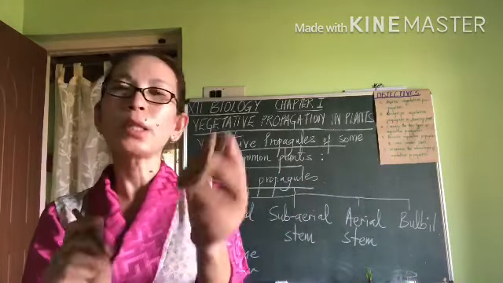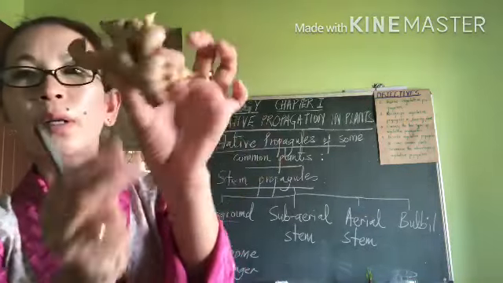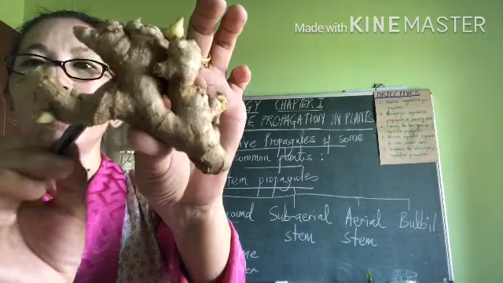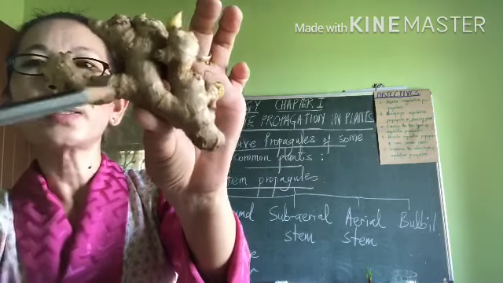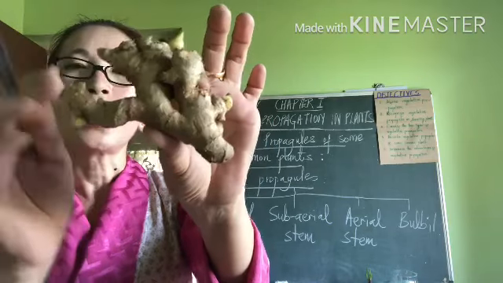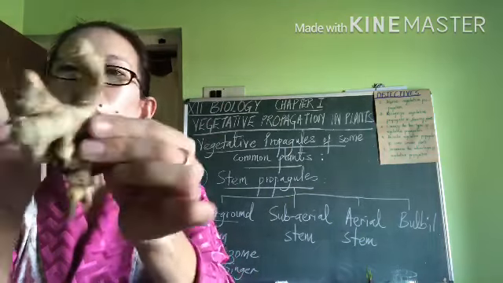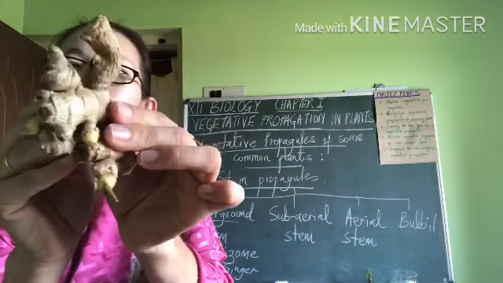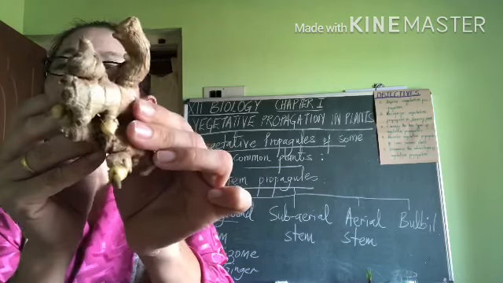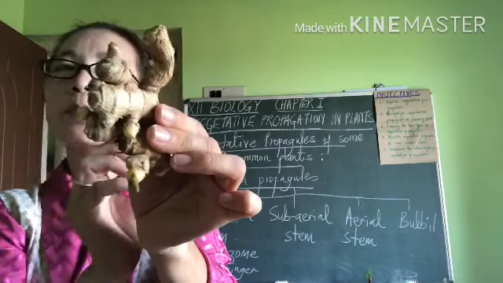Now in the ginger, again, because this is a modified stem, it should have nodes. So if you look closely, you do find some lines on the ginger. These lines on the ginger are the nodal regions. These are the nodes of the ginger, right? And at some places in the ginger, at these nodes, you might be able to see even buds. The buds arise from the nodes, and they also have some very tiny scaly leaves surrounding the buds, right?